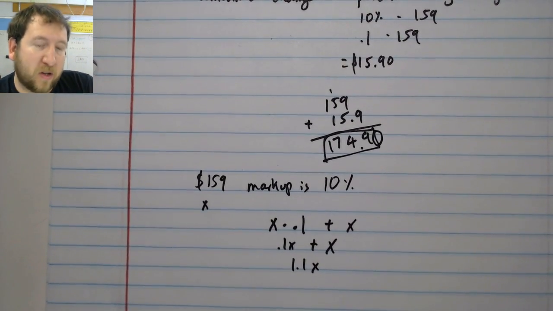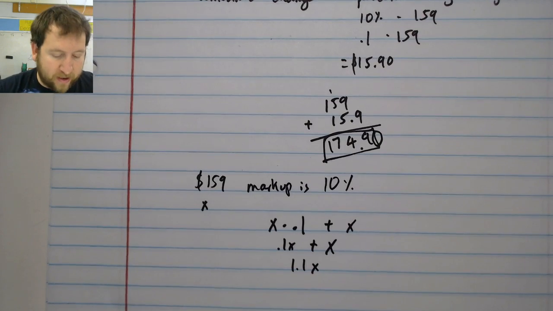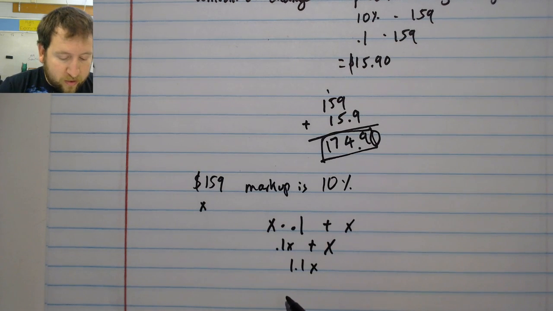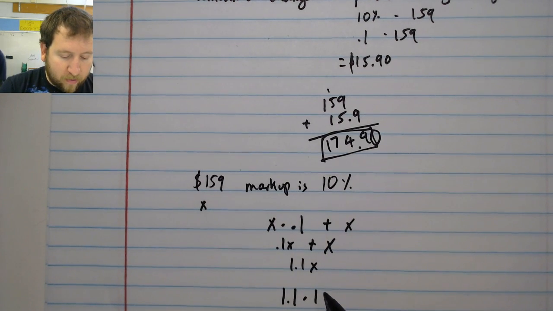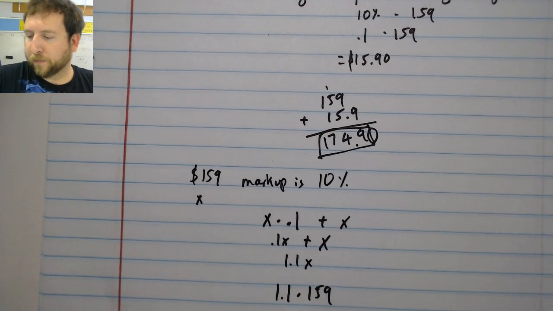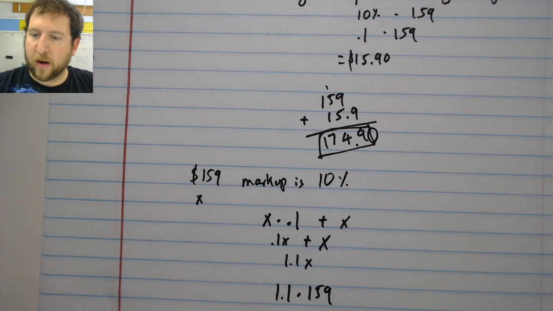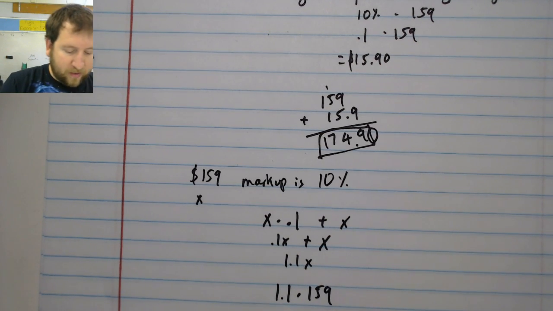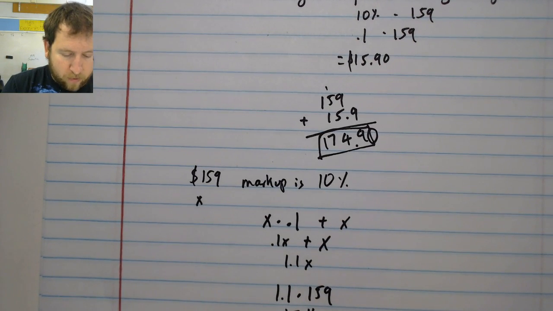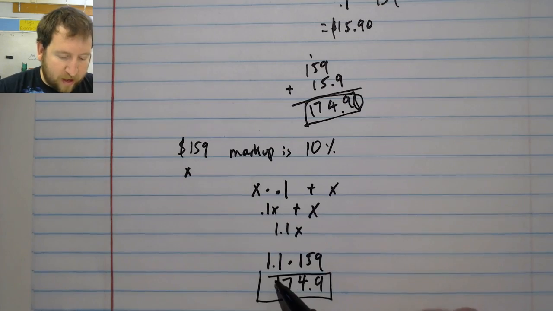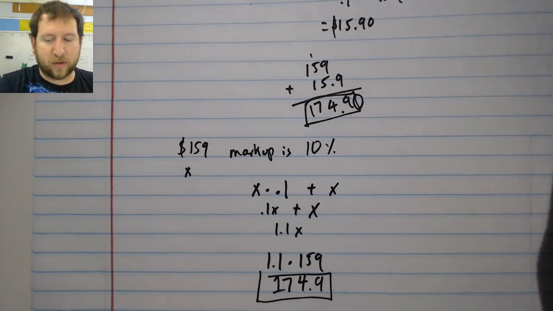So an easier step is that now, instead of adding something later, all I have to do to find the markup is put my dollars back in. So I can just do 1.1 times 159. And when I put that in my calculator, 159 times 1.1 gives me 174.9. Exactly what I had before. But this way, it saved me a step. Let me show a couple more examples and how I got to that point.